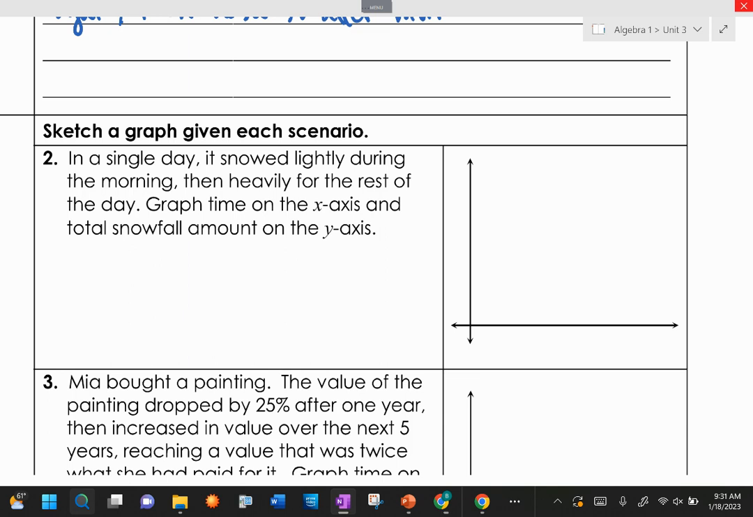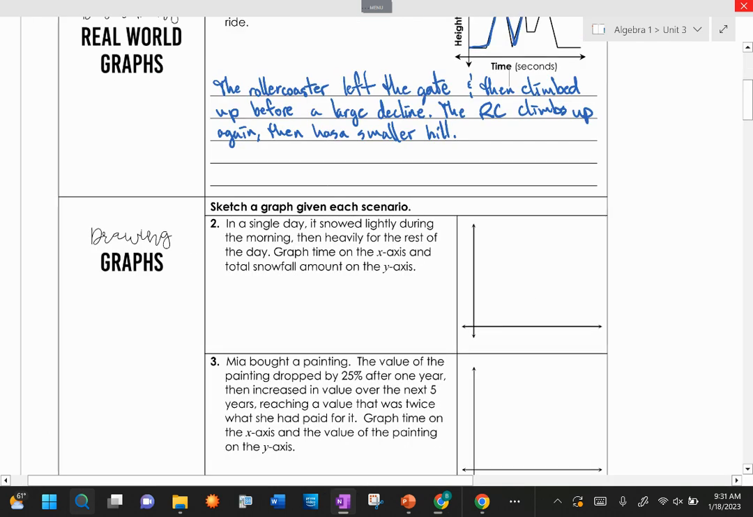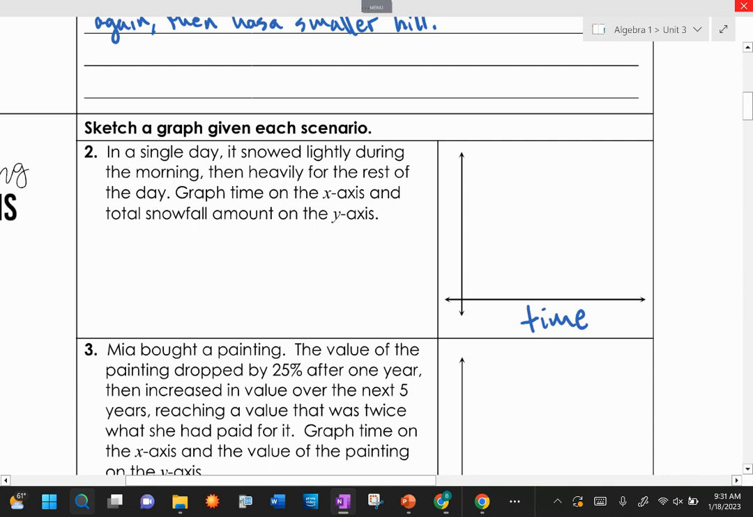Okay. So time is the x-axis, so it needs to go where? Bottom. As long as it will. There we go. Okay, time. Then we are going to have snowfall.